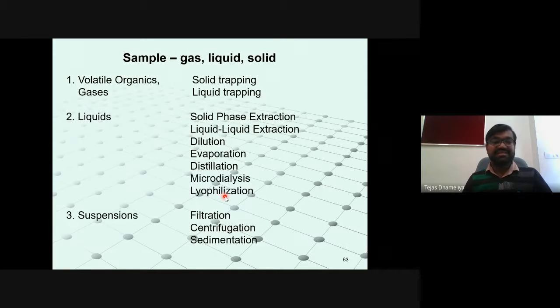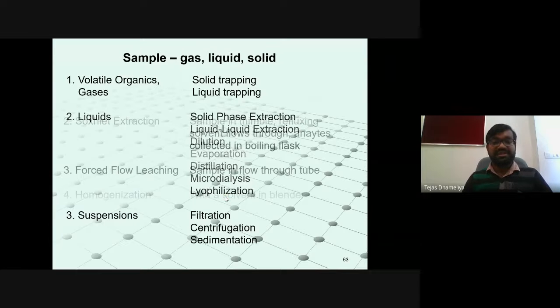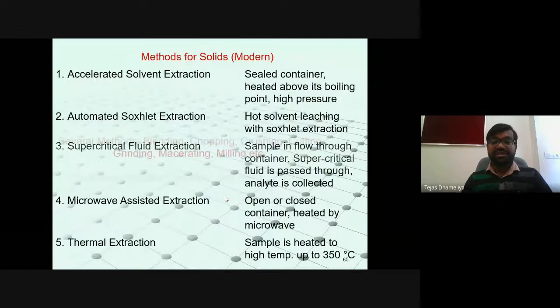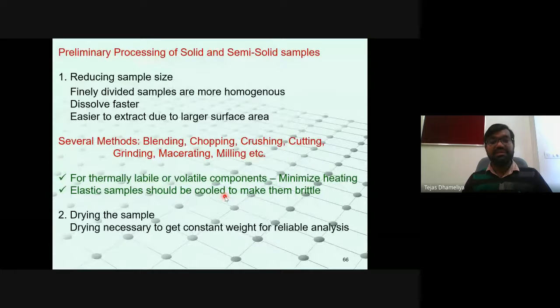Whether we have gaseous samples, then we can go for solid trapping; for liquids, these are the methods; and for suspension, we can create the suspension with the help of centrifugation, filtration, or sedimentation. These are the methods for the preparation of the samples. We will not go into the depth of this, but we shall stop here. The majority of the basic concepts of HPLC we have covered. So let us stop up to this.